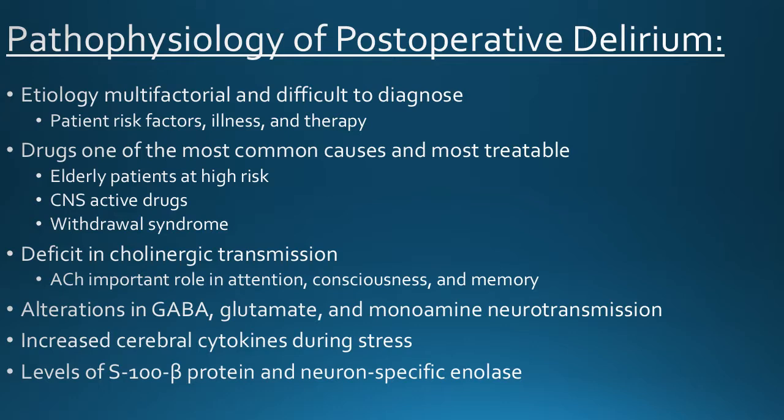Alterations in neurotransmission involving GABA, glutamate, and the monoamines, serotonin, norepinephrine, and dopamine, have been linked to the pathophysiology of delirium. Sedatives and hypnotics, such as volatile anesthetics, propofol, and benzodiazepines, potentiate GABA-mediated transmission, and at least one of these medications is almost always given during anesthesia for surgery, putting patients at risk for postoperative delirium.